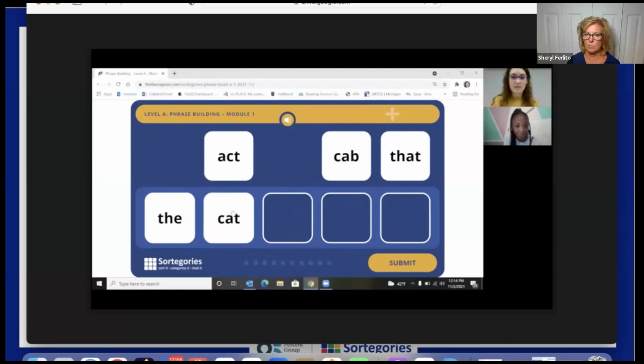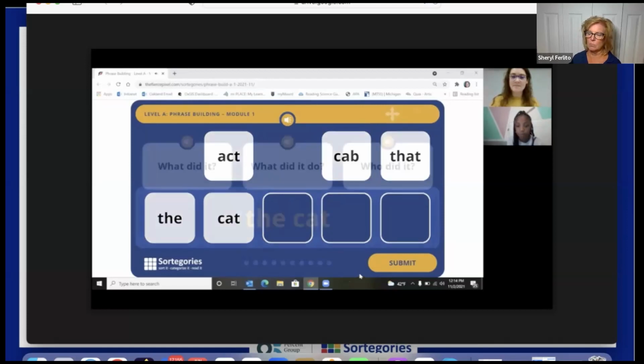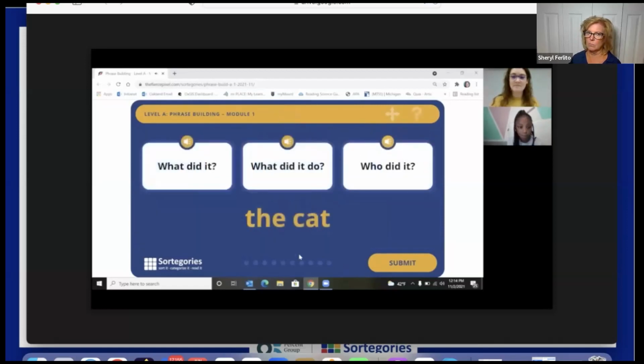Great job. You built the phrase, the cat. Can you read that? The cat. Good. Now click submit. What question does this phrase answer?